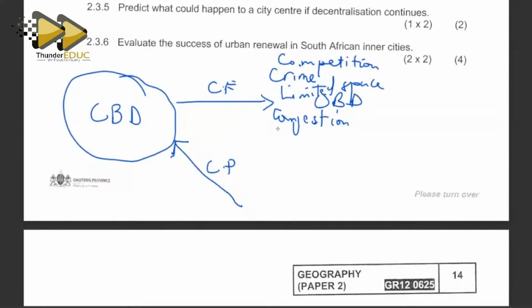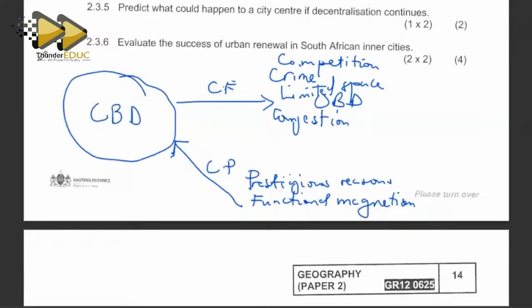Then the centripetal, we look at things like prestigious location for prestigious reasons. A business locates in the CBD because of the prestigious value associated with the CBD. So for that reason, it's attracted. Then you also have other things like functional magnetism, whereby a business is attracted by some other functions in the CBD, which is related to the nature of its own business. So those are some of the things that relate to the centrifugal and the centripetal forces.